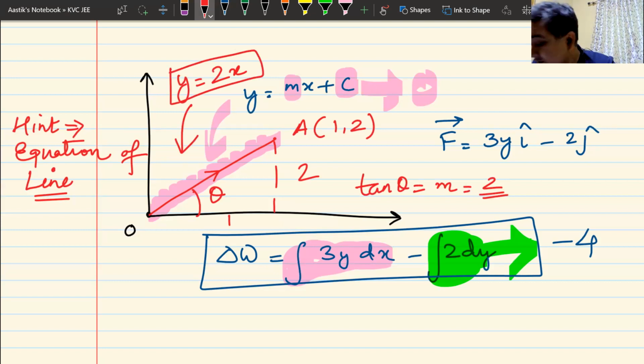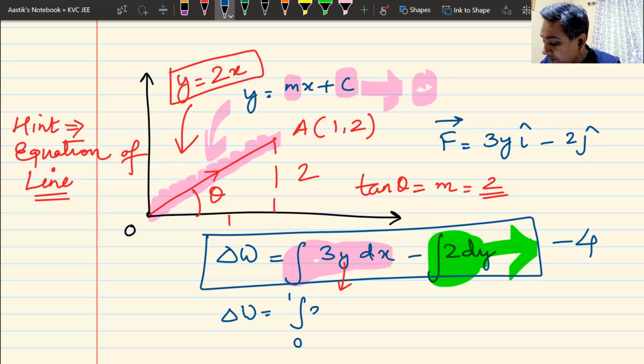Do we understand this? Once we understand this, in place of y we put 2x. And you see what happens then. Integral of, remember, x from 0 to 1, 3 times the value of y, which is 2x, into dx. I just need to calculate this integral. 6 integral of x dx, x varying from 0 to 1.